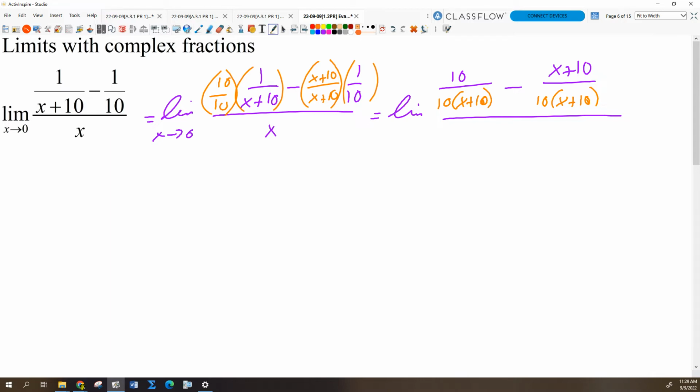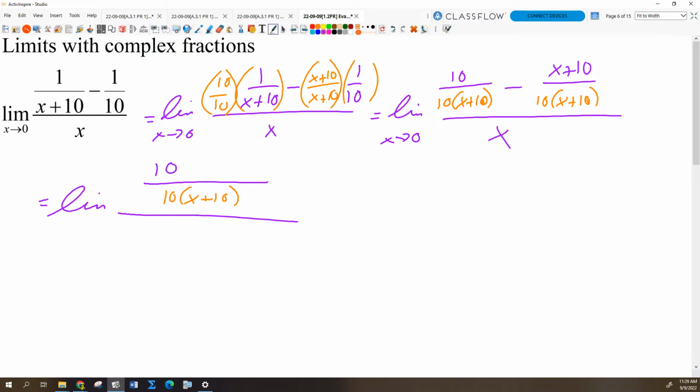All over x. And so I could write the top using my common denominator. How would I write the numerator there? I'm just looking at the top of the fraction. I've got my common denominator. What goes on top then? 10 minus, right? Because there's my minus sign.